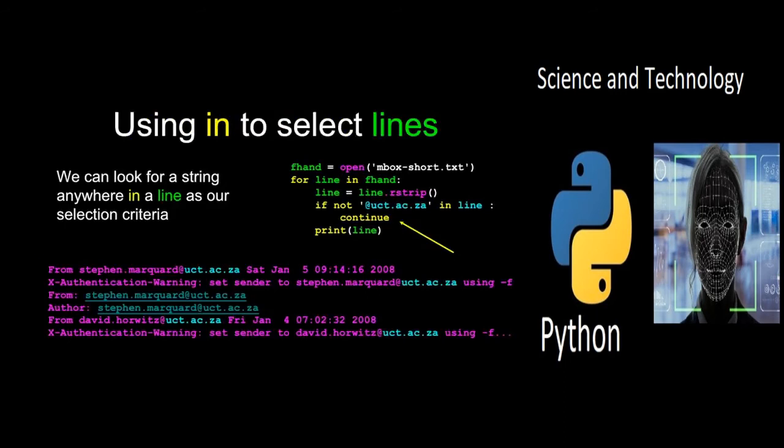So another way to select the lines that we're interested in is to use the in operator. So we talked before about the in operator and how that works. So we're basically going to use the continue skipping method. So we're going to read all the lines, these first few lines. If uct.ac.za is not in the line, skip it. And so this is going to print out all the lines that have the string uct.ac.za in them. And so you see this is the output of the program.